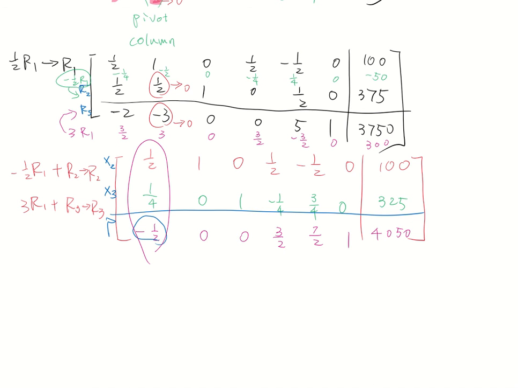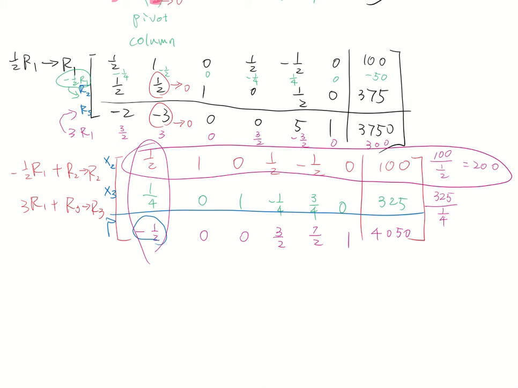To find the pivot element out of 1/2 and 1/4 above the line, we'll have to do the operation of 100 divided by 1/2, which is 200. And you have 325 divided by 1/4. I'm not sure what that is. It's definitely greater than 200. So that means the first row is our pivot row. So the 1/2 is our new pivot element.